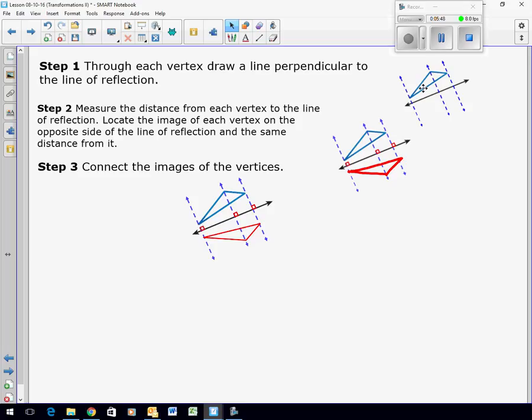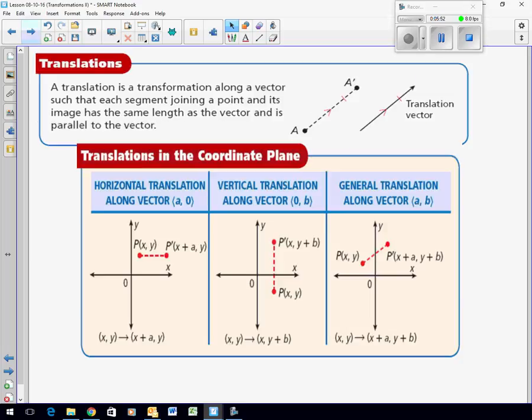Right? So to freehand a line of reflection, that's how you would do it. Now translations, they are somewhat trickier, okay? Translation is just a transformation along what we call a vector, such that each segment joining a point and its image has the same length as the vector and is parallel to the vector.